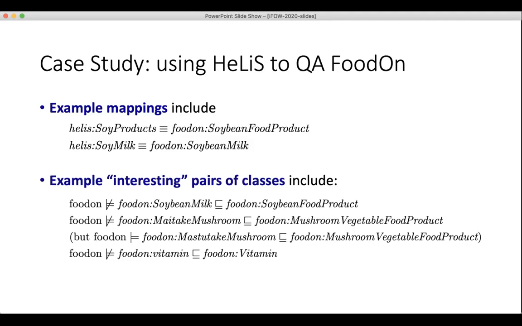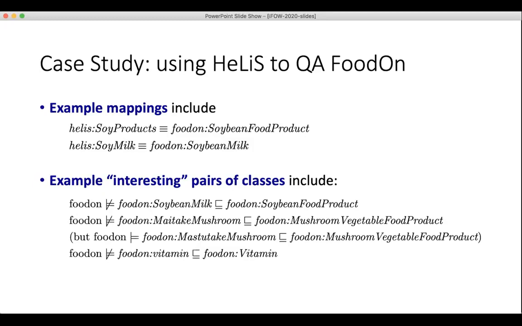And then interesting pairs of classes that were identified using this process where the modeling seems to differ somewhat are, for example, soybean milk. In FoodOn, it's not the case that soybean milk is a subclass of soybean food product, but that does hold if we use the combined ontologies. And actually, this seems to be somewhat problematical in the case of FoodOn. Intuitively, I would certainly expect soybean milk to be a subclass of soybean food product. And that could actually be pretty important if we were looking to use FoodOn to alert people to possible allergy issues and so on.